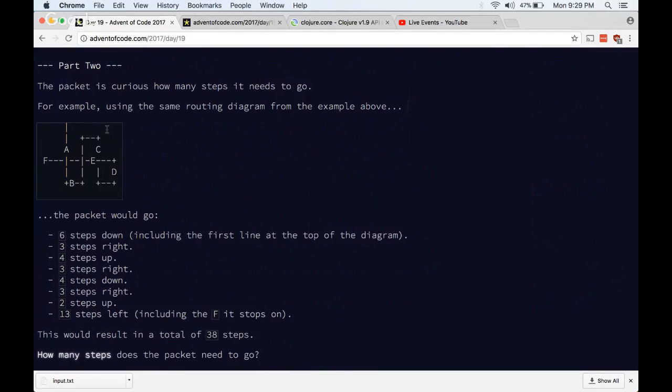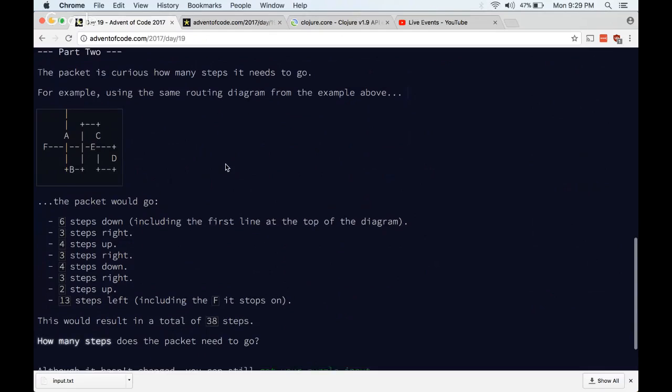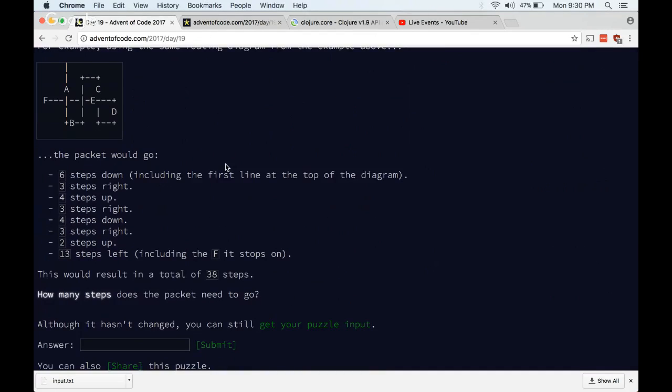4 steps up, 3 steps right. 4 steps down, 3 steps right, 2 steps up, 13 steps left. How many steps does the packet need to go? Oh, all right.